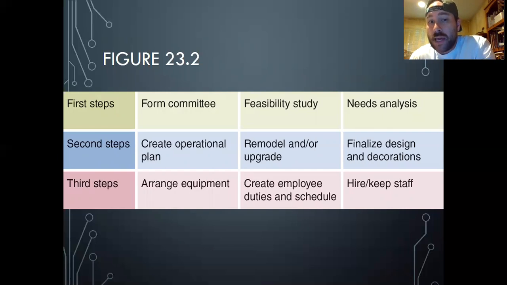Create operational plans, remodel and upgrade if you need to, finalize your new design and decorations. That's one big thing. It's small. If I were to purchase it and I kept everything purple, everybody's going to think it's still Planet Fitness. You need to, if you want to, change the colors up. Again, you're going to arrange the equipment. Maybe the other people didn't have it arranged the way you want it.